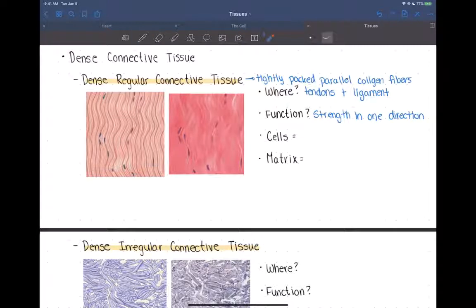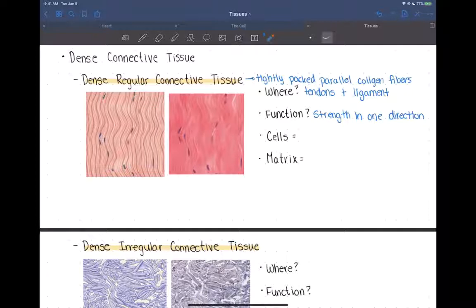If you think about what a tendon and a ligament do, a tendon connects a muscle to bone, right? So if you think about your biceps muscle in your upper arm, it connects at the elbow to your radius, which is your arm bone on your thumb side. When that muscle contracts, it's only going to pull in one direction. So you need that tendon connecting the muscle to the bone to be really, really strong in one direction. Okay, so that's the function of this dense regular connective tissue, regular because everything's moving in one direction.